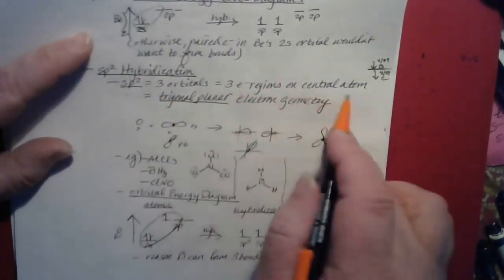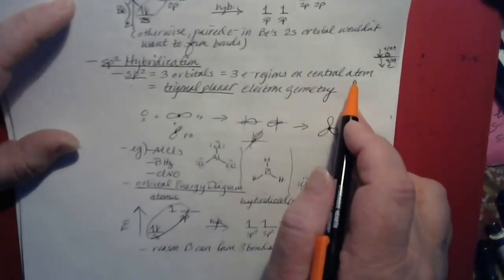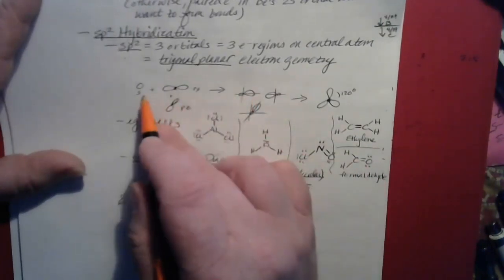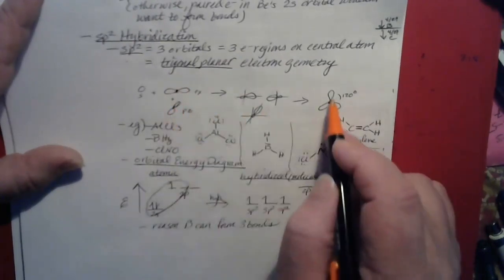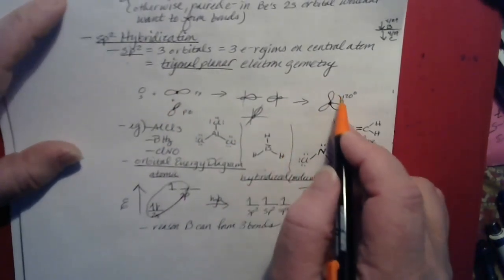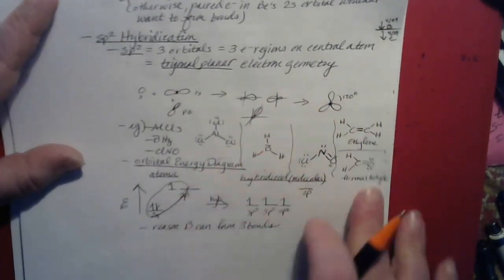Anyway, sp2 involves the hybridization of an s orbital and two of the three p orbitals in the valence shell of the central atom. And so since there are three orbitals involved, that means three regions of electrons will be on the central atom, and that makes a trigonal planar electron geometry. The shape ends up being a combination of the s orbital and two of the three p orbitals, and you end up with something like this, which sort of looks like the blades on a three-bladed fan. Ideally, the lobes will be 120 degrees apart.